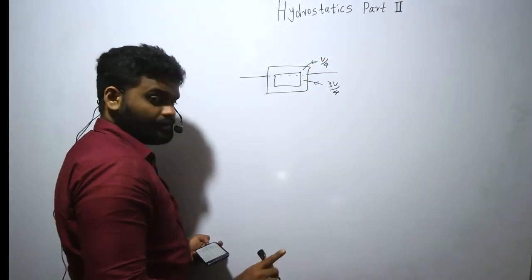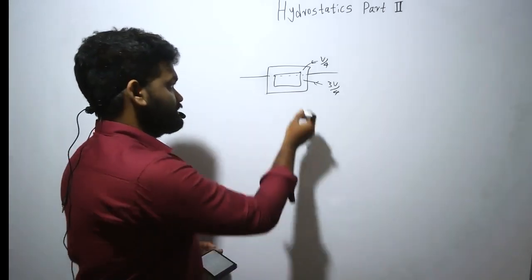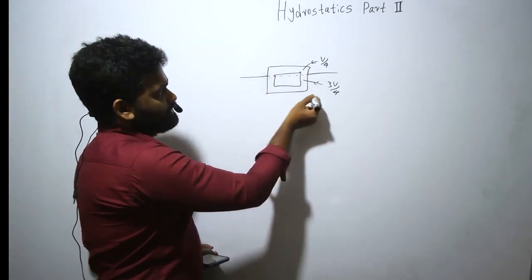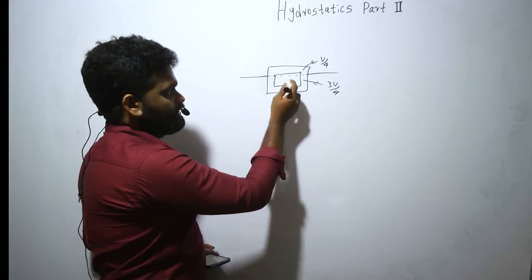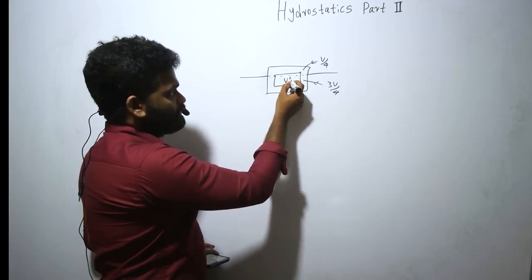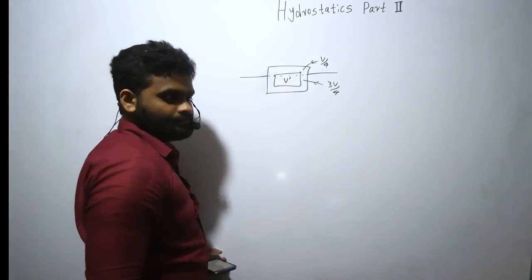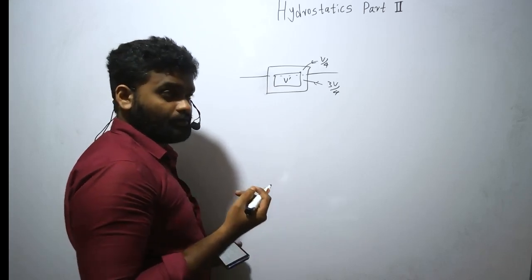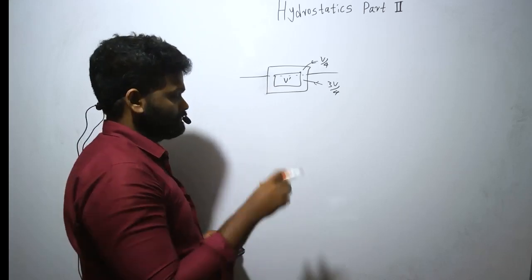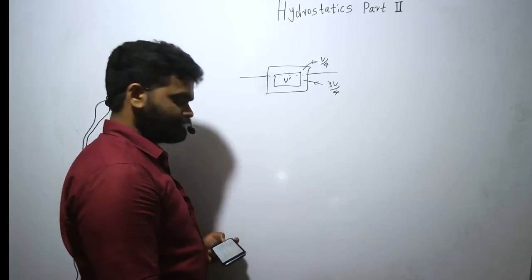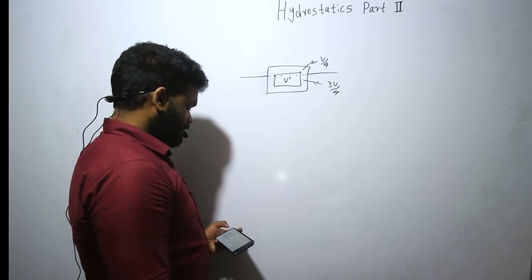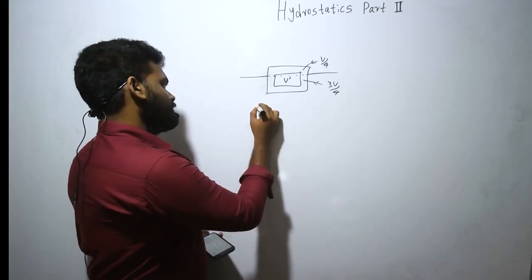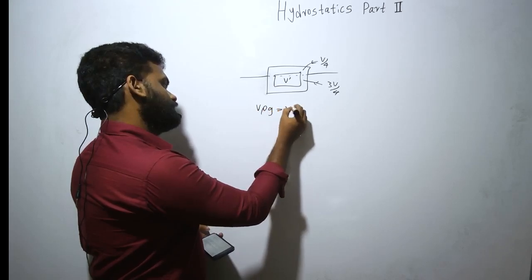Volume fraction of the whole is, right? So let's say the total volume is V, and let's say the whole has a volume V dash. So what they ask is the fraction of the volume of the whole. This is a hollow cube, right? So for this as well, just apply upthrust equals weight.